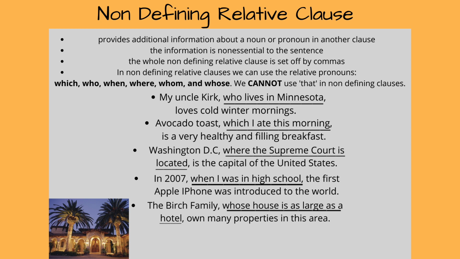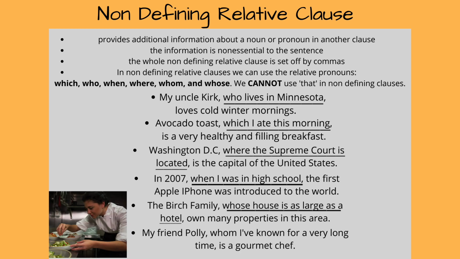It's the Birch family. Then we have my friend Polly, whom I've known for a very long time, is a gourmet chef. So again, we are using whom because Polly is the object. I've known Polly, right? And the relative clause is non-defining because it just gives additional non-essential info about who Polly is, but it's not defining. I've already defined her. She is my friend Polly.